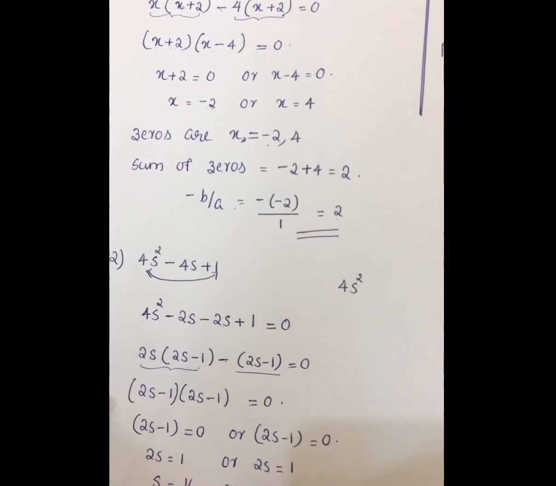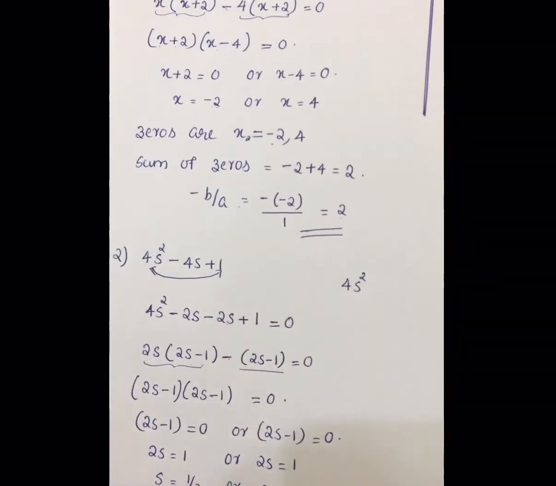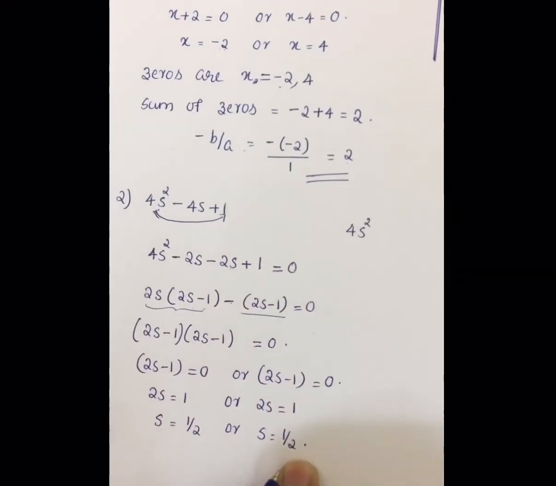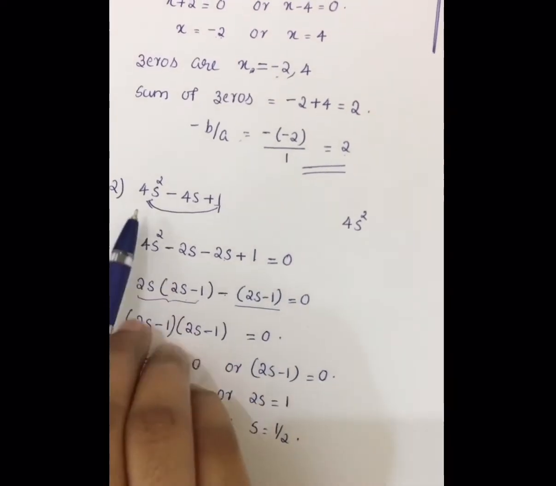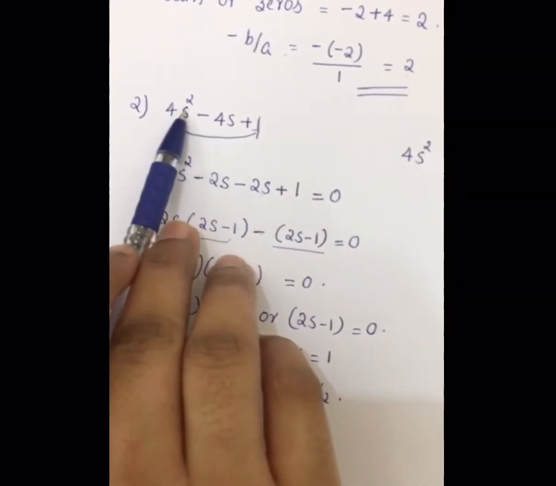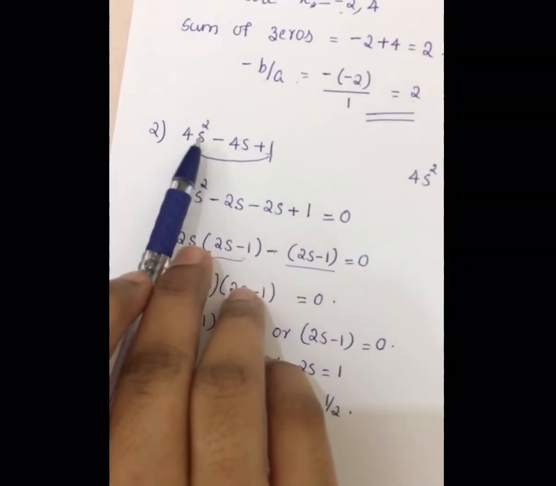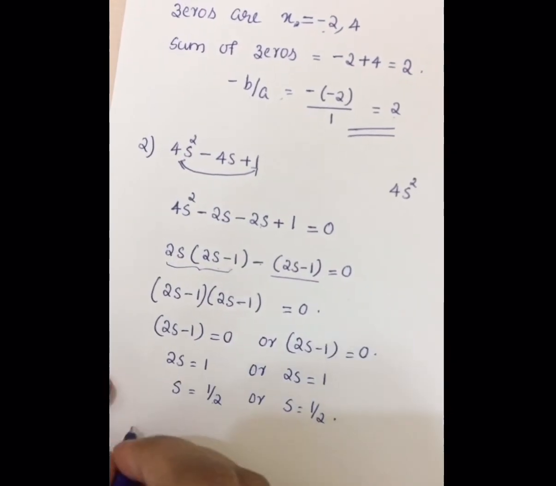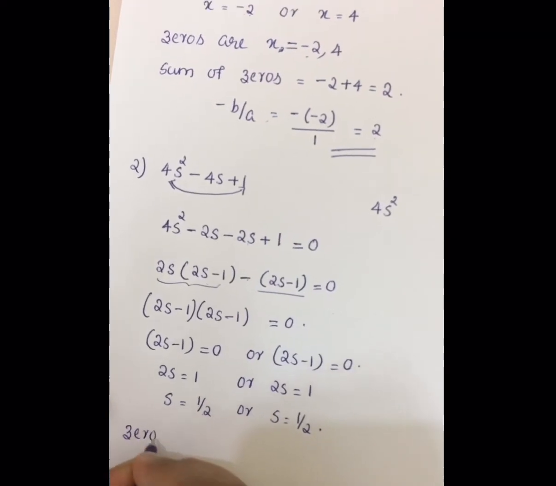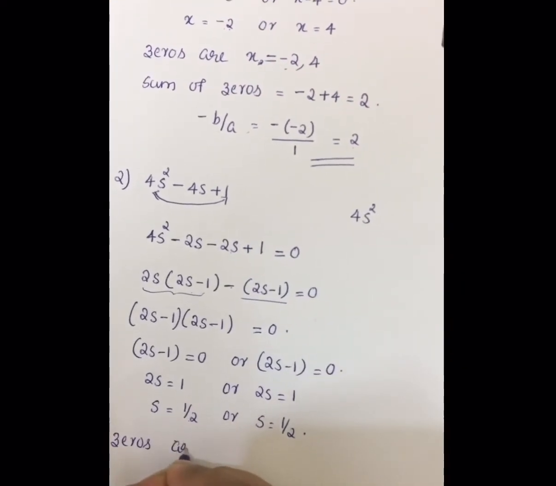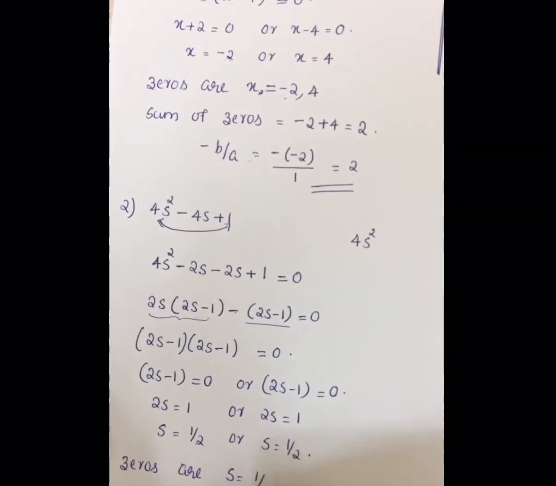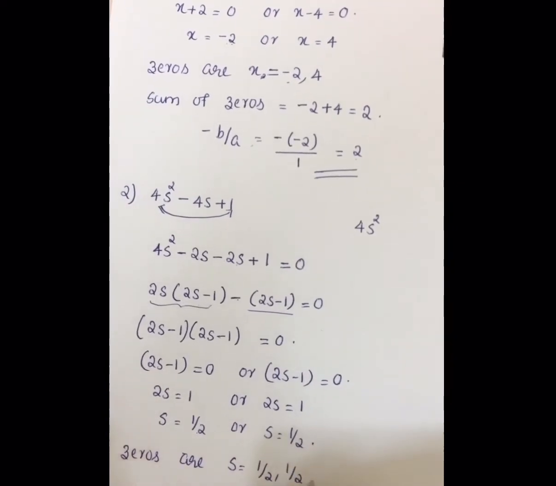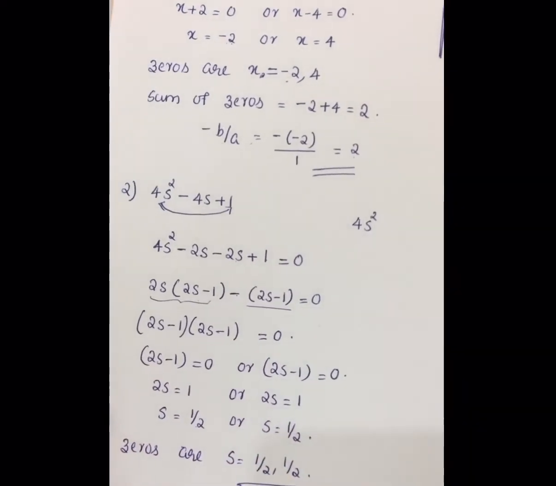That means the same root, s equal to 1 by 2, is the root. So this is a quadratic polynomial and the degree is 2, so it has two zeros, that is 1 by 2, 1 by 2. The zeros are s equal to 1 by 2, 1 by 2. These are the zeros of the polynomial.